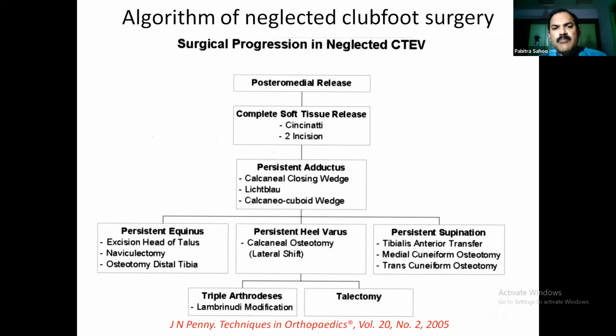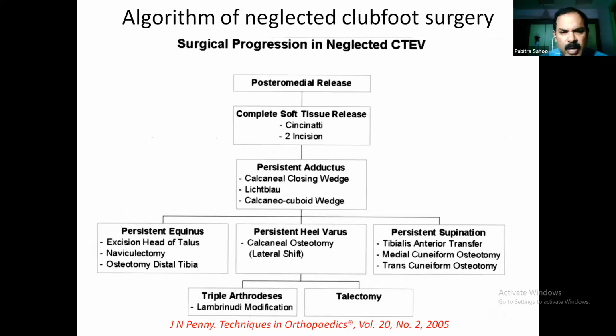And once it is corrected, sometimes they present with some residual deformities. If there is a persistent adductus deformity, foot adduction deformity, then obviously there will be increase of lateral curvature of the bone. There we'll have to go for lateral column shortening, lateral foot column shortening, by doing a closed wedge osteotomy. We'll discuss details in the subsequent slides.